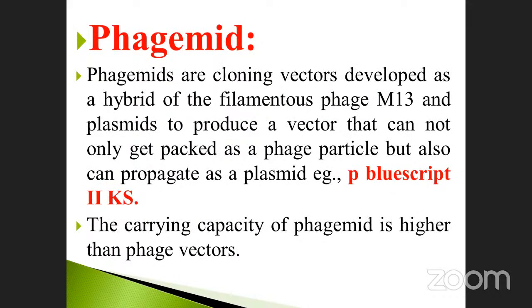And also phagemid, another phagemid cloning vector. Phage you already know: it is nothing but a bacteria-infecting virus, called a phage. Mid means plasmid, so they combine the first part and the last part: bacteriophage and plasmid, phagemid. These cloning vectors are developed as a hybrid of the filamentous phage M13. Don't forget, the phagemid is also one of the vectors developed as a hybrid of the filamentous phage M13. That is very, very important. M13 and a plasmid produce a vector that can not only be packaged as a phage particle, but also can propagate as a plasmid. Example: pBluescript II KS.